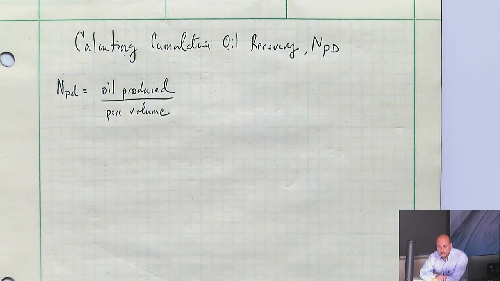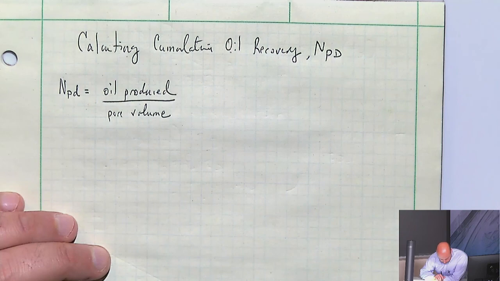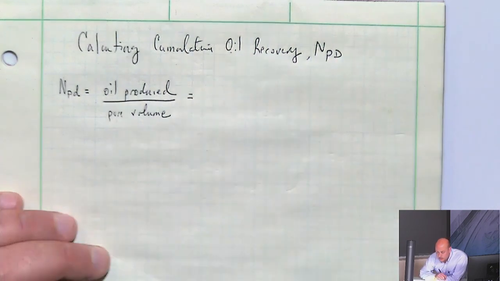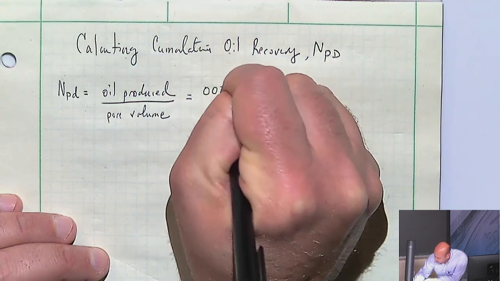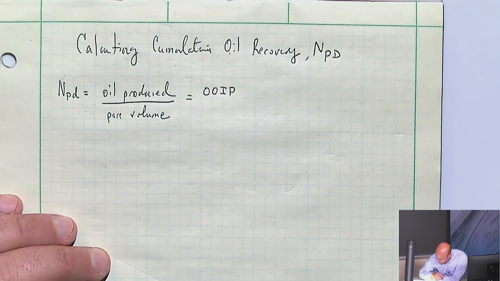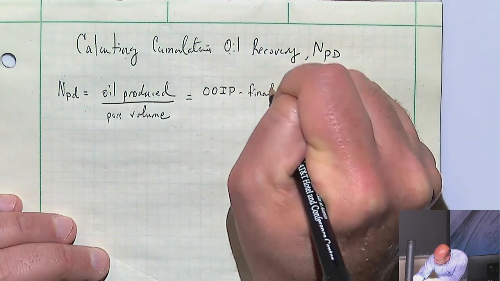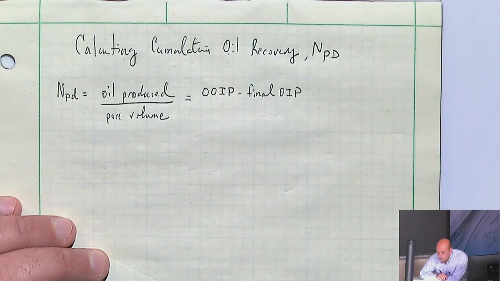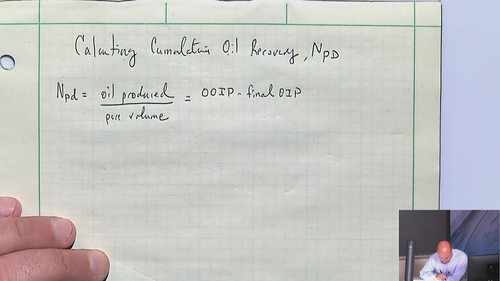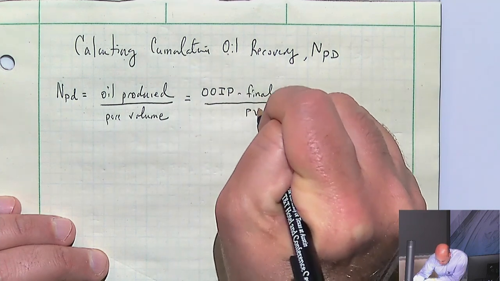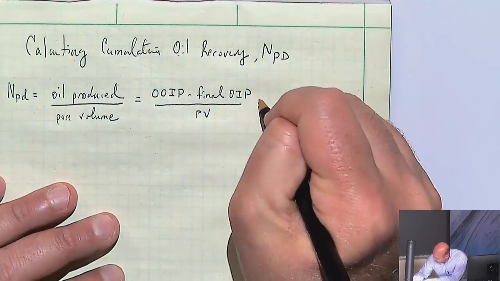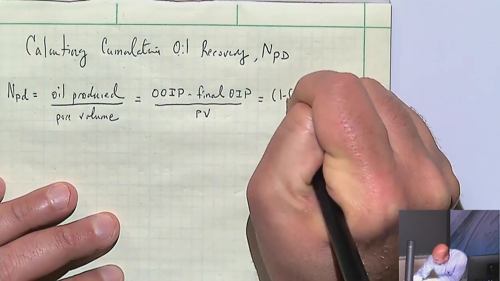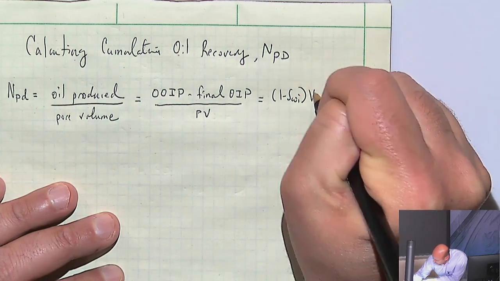So if you want to know what oil produces in barrels, then you're just going to multiply NPD times pore volume. Now, the amount of oil produced is the initial amount of oil that's there minus the final amount, right? The initial amount is the original oil in place, OOIP, minus the final amount, which is the final OIP. Everybody agree with that? Divided by the pore volume, of course.